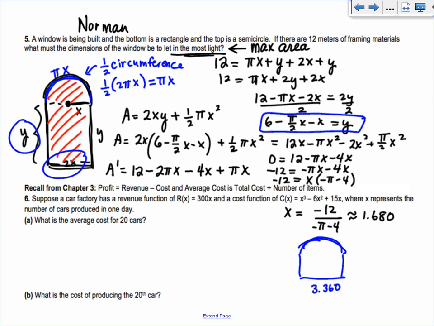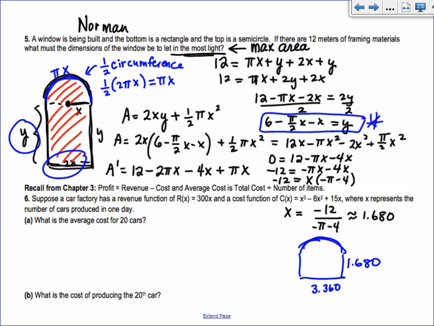So I have 6 minus pi divided by 2 times my A that I stored, minus A. Did you guys get 1.680 as well? Y ends up being the same as x. I plugged in here to find what y was. It actually ended up being the same as x. Kind of.